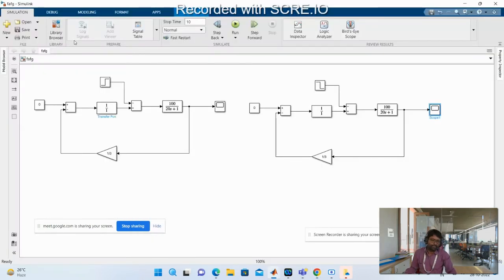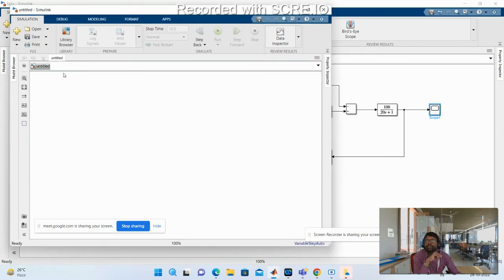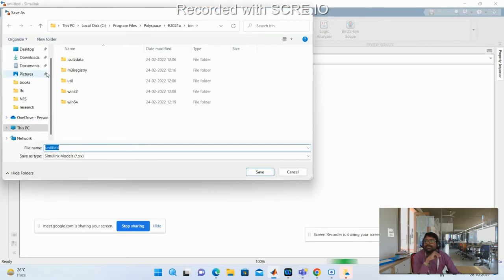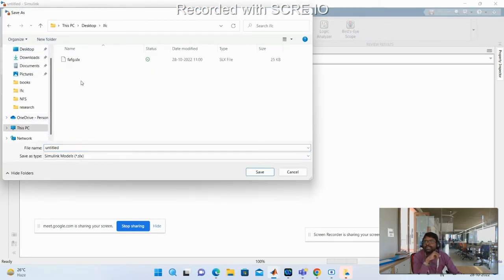Okay. Now we move to case 2. What is case 2? Free governing operation. Only free governing operation. There is no first order approximation, only free governing operation. So I want to open a new block and save this project on the desktop in the load frequency control folder with the name free governing operation, only FG.